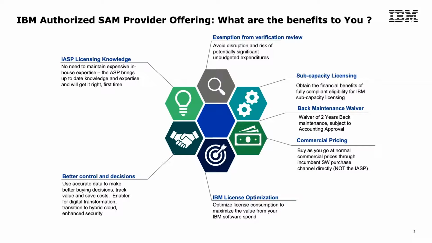The next item is commercial pricing, and that means there is nothing punitive to be had if you happen to be short on licenses. You simply make good by buying from your existing reseller at the prices that you're used to purchasing from your existing reseller. The rest are benefits that go with the software asset management. You have optimization of licenses.